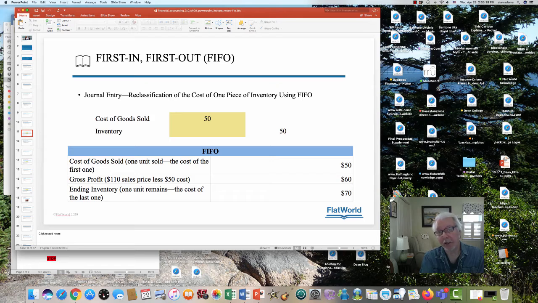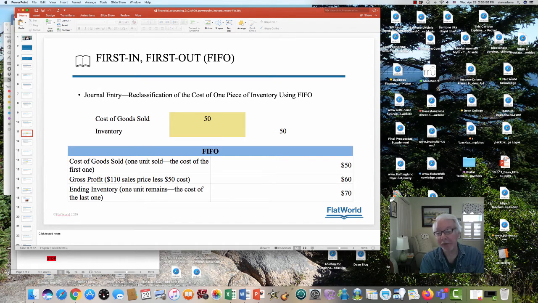What does that leave behind? It leaves behind the $70 shirt. I don't care which shirt it is. We're assuming it's the more expensive shirt because we bought the shirt that we sold first at a cheaper price. So what is our FIFO standing? Cost of goods sold. All right, $50. What is our gross profit? Well, we sold it for $110. We're assuming that it was the $50 shirt. So that means our gross profit is $60. Oh, do you see the games we can play with this, guys?